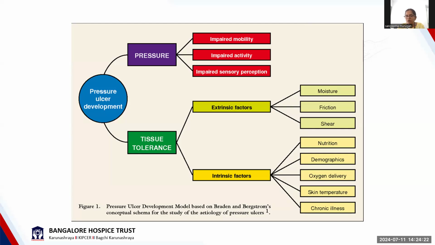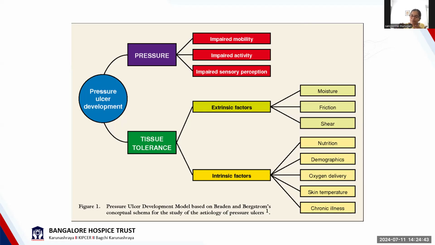If you provide proper care, you can prevent extrinsic factors; you can prevent the patient from getting pressure ulcers. So the first one is moisture. Moisture is a common problem where patients get pressure ulcers. It's because of the incontinence. The urine will be dribbling, always wetness.